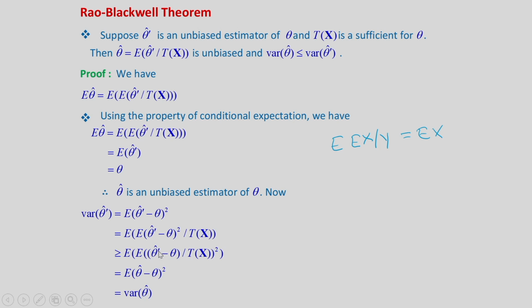Now, E of theta hat dash given Tx will be equal to theta hat, and theta is a constant quantity, so E of theta given Tx will be theta itself. This quantity will be equal to E of theta hat minus theta whole square. Therefore, variance of theta hat dash is greater than or equal to variance of theta hat. That means variance of theta hat is less than or equal to variance of theta hat dash, that we established.